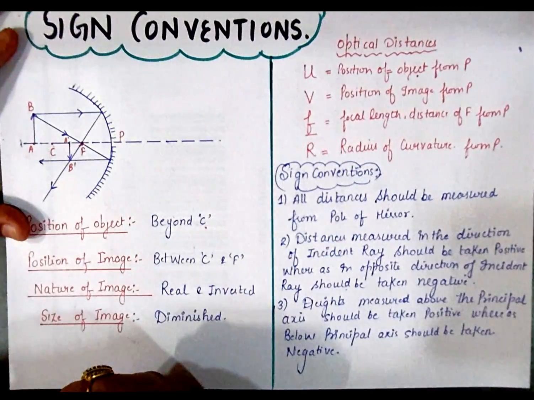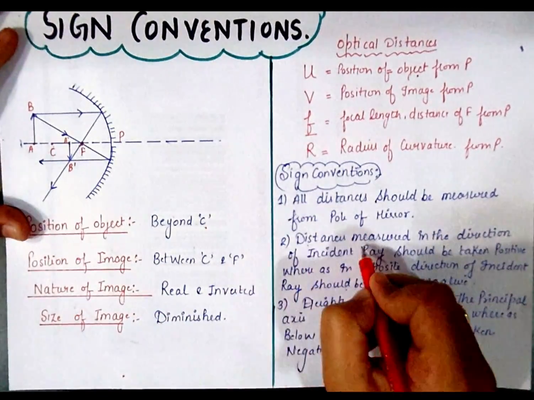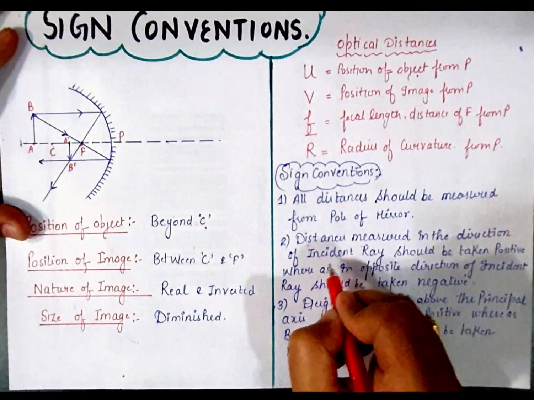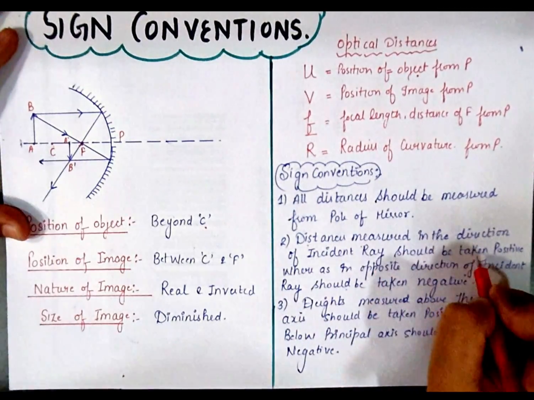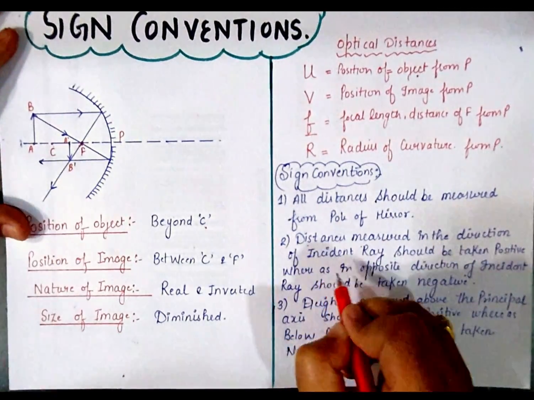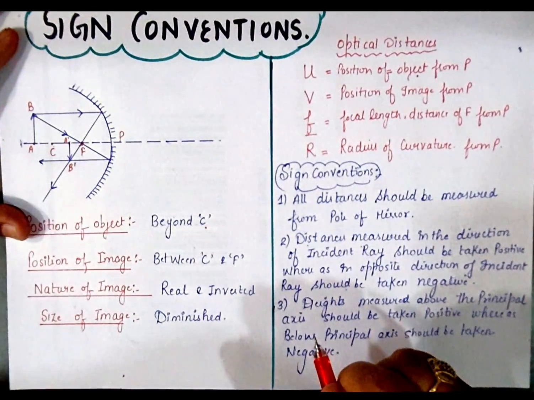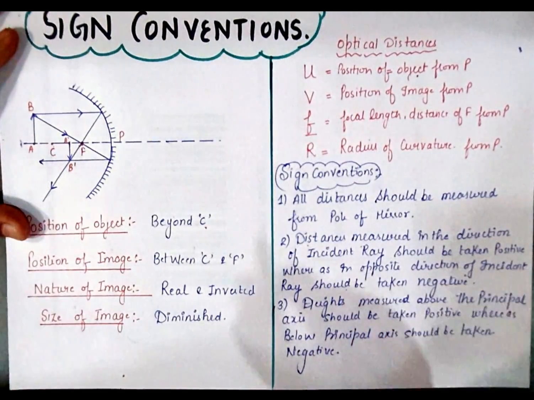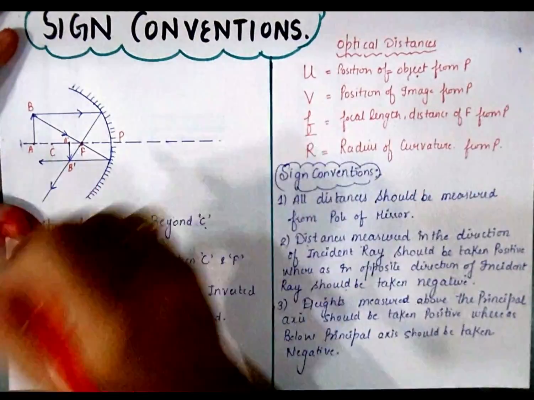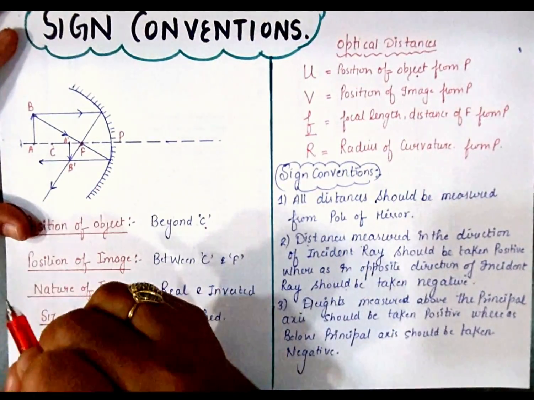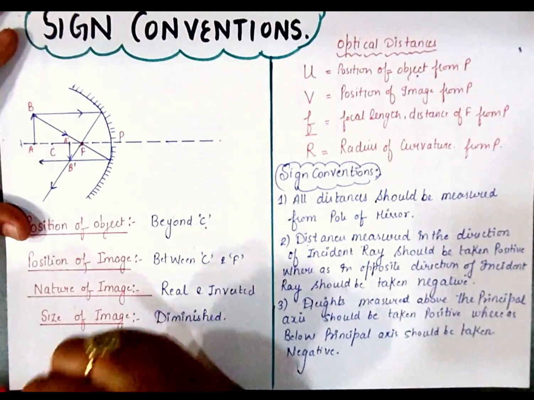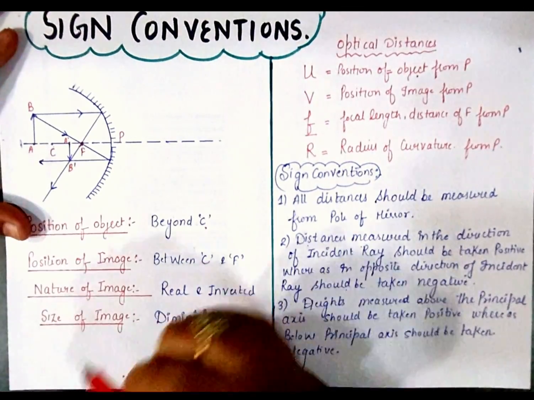So this is your first sign convention. Let's see the next sign convention. Distances measured in the direction of the incident ray should be taken positive, whereas in the opposite direction of the incident ray should be taken negative. So now what does this mean? So students, let me label here U, V, F and R first. After that we will do the second point.